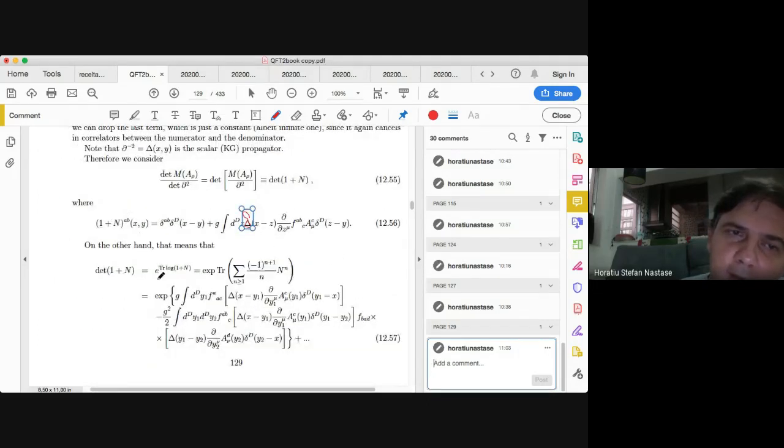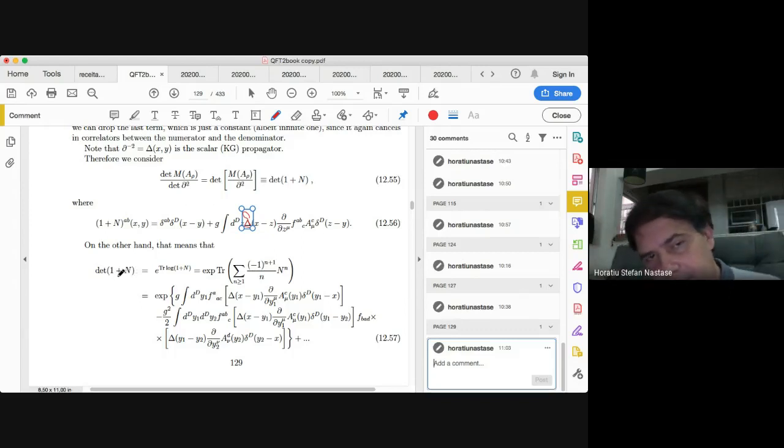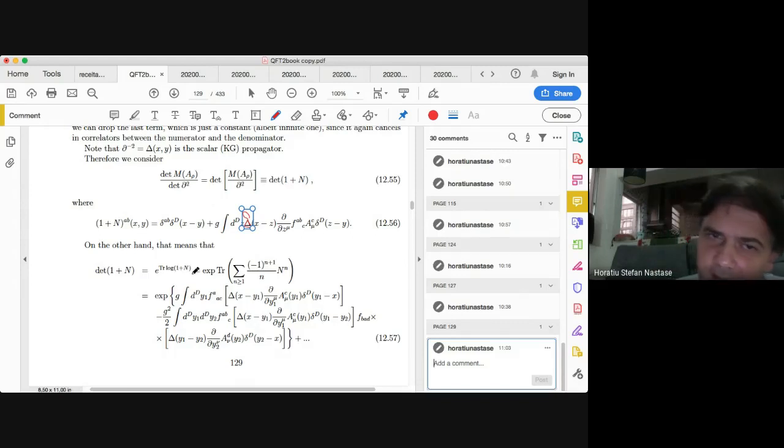But a determinant can always be written as the exponent of the trace log. So the determinant of the matrix 1 plus N is e to the trace log of 1 plus N. But log is written as a sum over n of minus 1 to the n plus 1, over n, the matrix to the power n. So then I have the exponent of this trace. Now trace is thought of both in index a and in continuous index x. So I can write this as the first power of N traced over a.